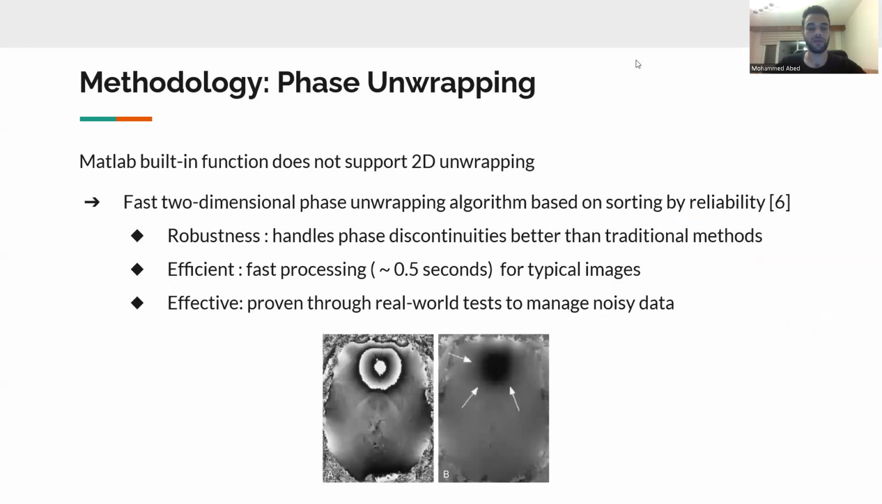So for the phase unwrapping, unfortunately, the MATLAB built-in functionality does not support 2D unwrapping. So I had to find an algorithm. The algorithm used was based on sorting by reliability, and it was robust. It could handle the phase discontinuities. Also, it was efficient, taking 0.5 seconds to process the images. It's also effective. It could handle noisy data.